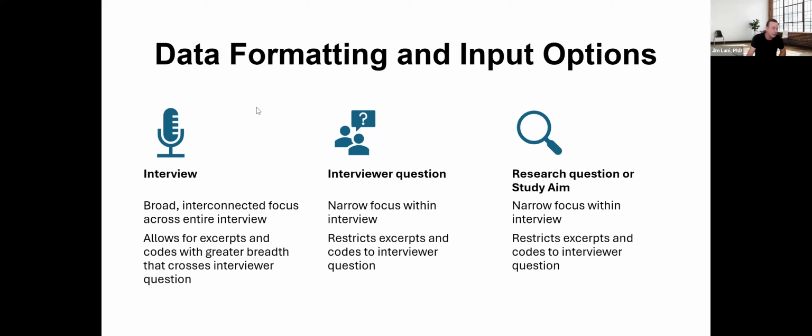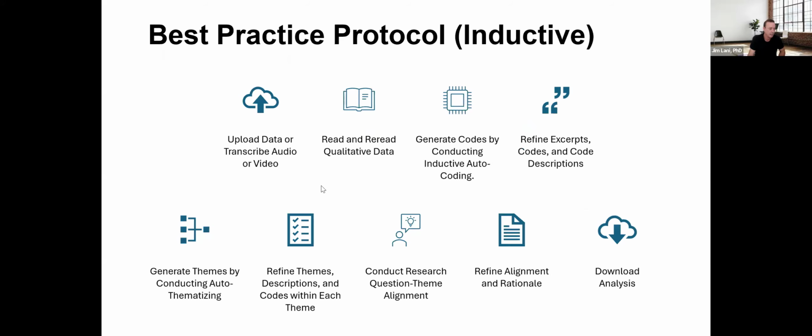You could also put it in by study aim. Okay, these responses are about experiences of digestive disorders. These responses are around the coping mechanisms of digestive disorders. So just to know that there are options about how you're inputting that data. As I say, the most common use case is just by interview, I'll say by interviewee. Okay.